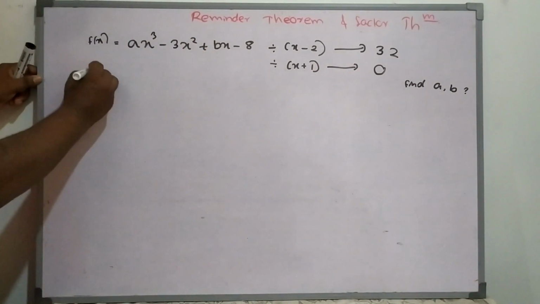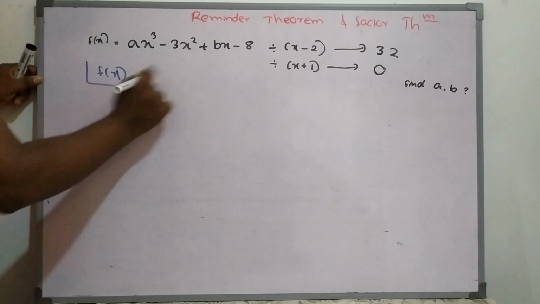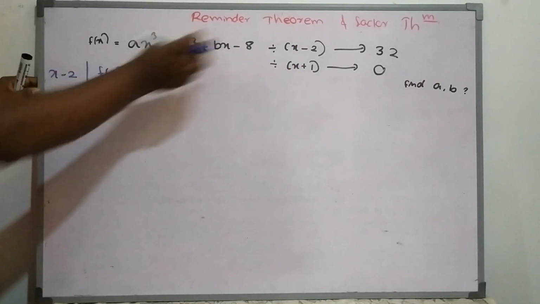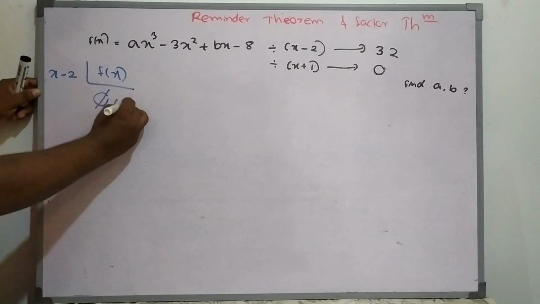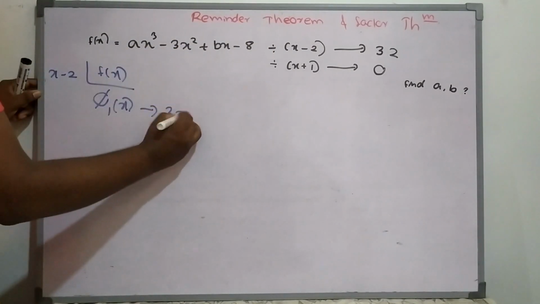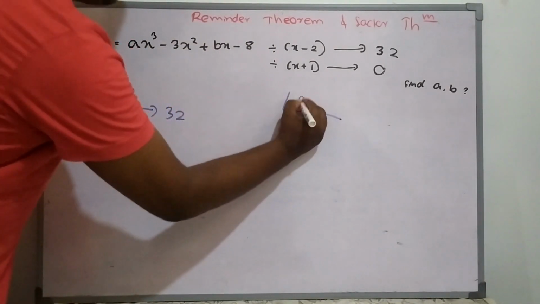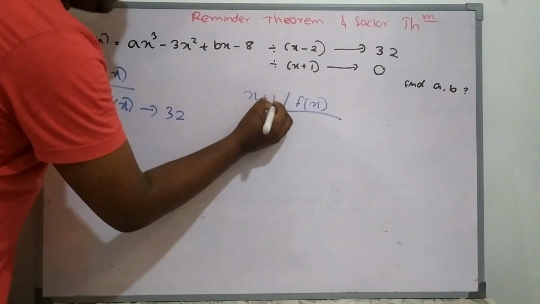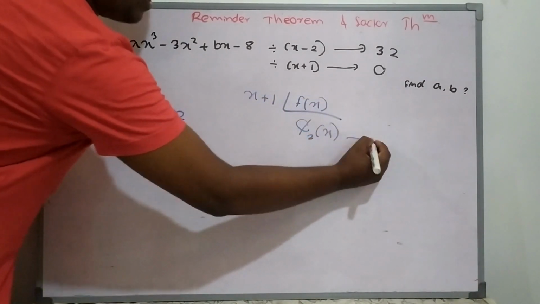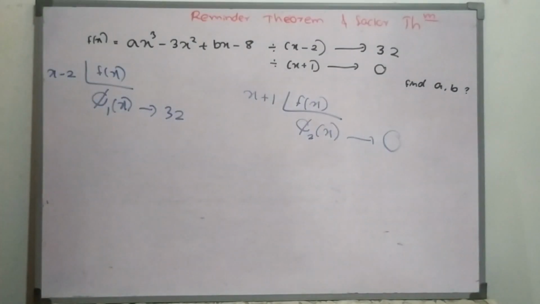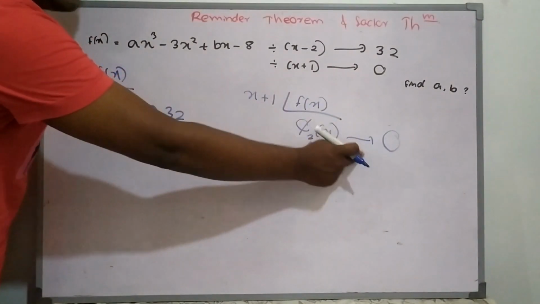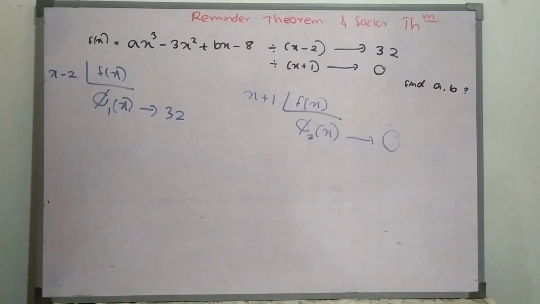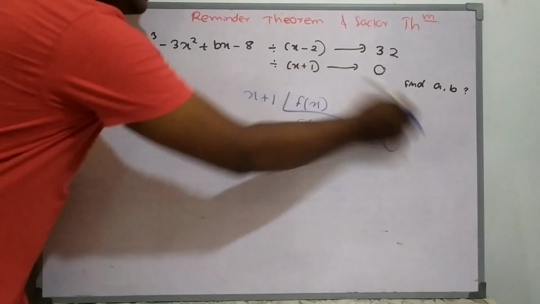f(x) is divided by x minus 2, and the quotient is ψ1(x) and the remainder is 32. As well, f(x) is divided by x plus 1, and the quotient is ψ2(x) and the remainder is 0. Here you can see this is our factor theorem. Once the remainder is 0, that's known as the factor theorem.